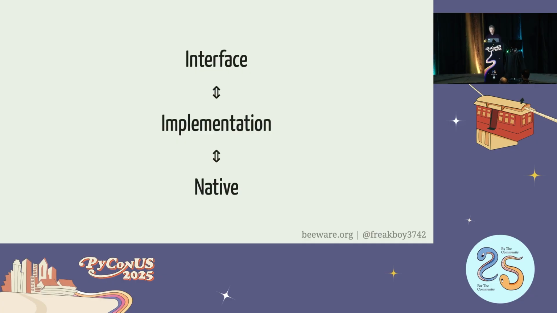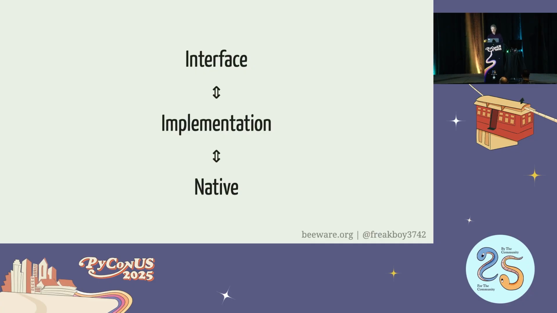The interface then talks to a second standardized API called the implementation. There is an implementation for each platform that we're targeting. So there's a Toga Cocoa and a Toga iOS and a Toga Android and so on. And then there's the native layer. That's the actual platform APIs that we're invoking to display a button or whatever.